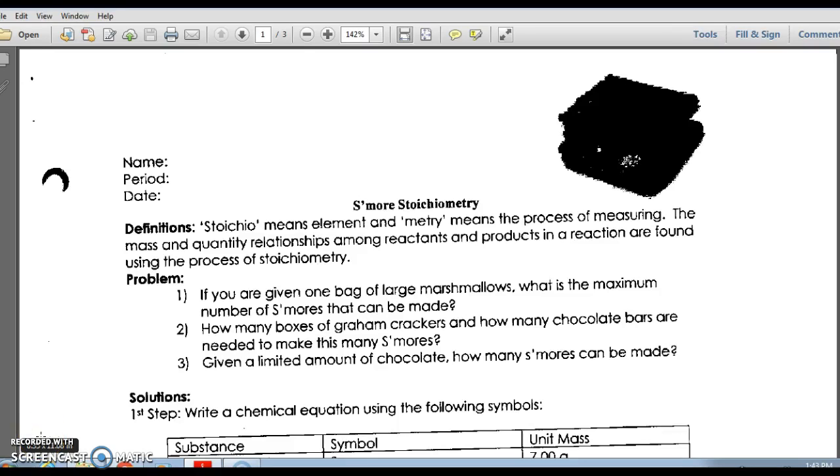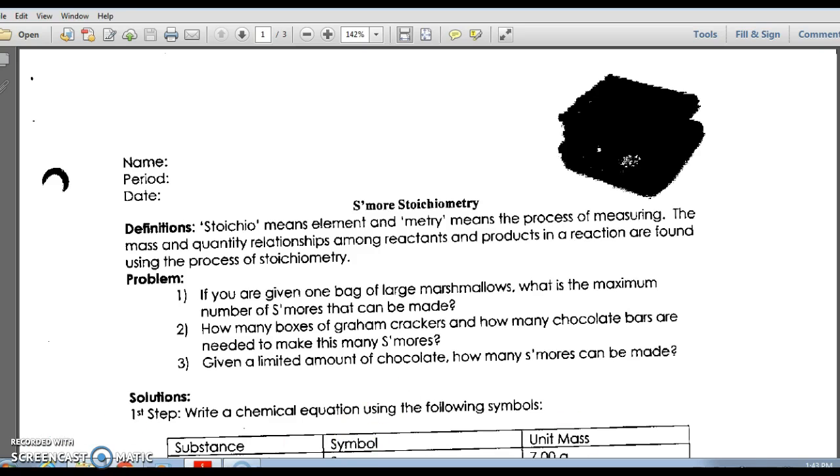Hi everybody, it's Mrs. Westmoreland, and in our next class we're going to make s'mores by toasting the marshmallows with Bunsen burners, and we're going to use the s'mores as an analogy for the type of calculations that we are getting ready to learn how to make.